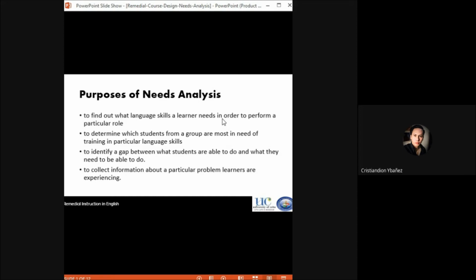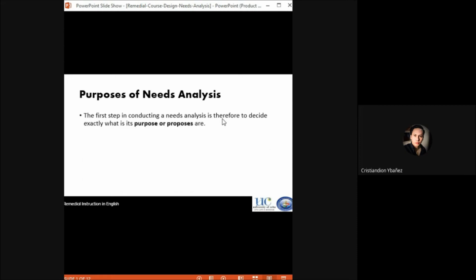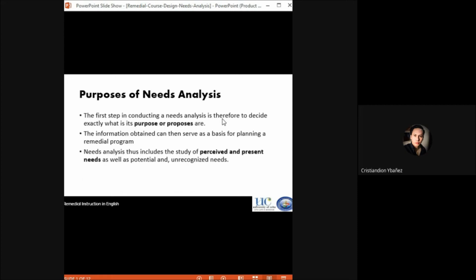Next one, to collect information about a particular problem the learner is experiencing. Then the last one, to determine their communicative abilities in English. Remember, communication. Okay? These are the steps. First, we have to start with our purpose. And then, needs analysis: the perceived and the present needs, as well as the potential and the unrecognized needs.